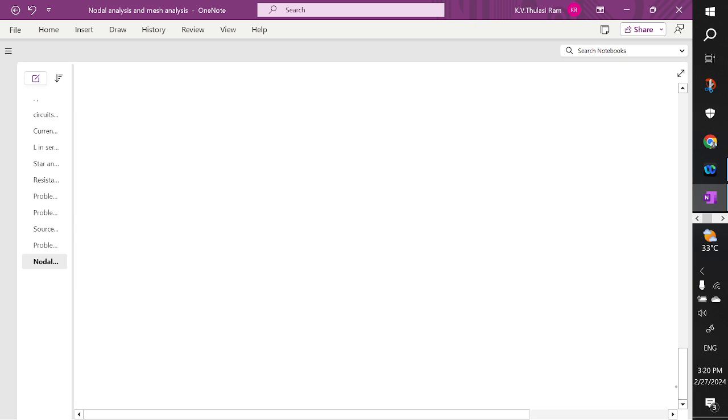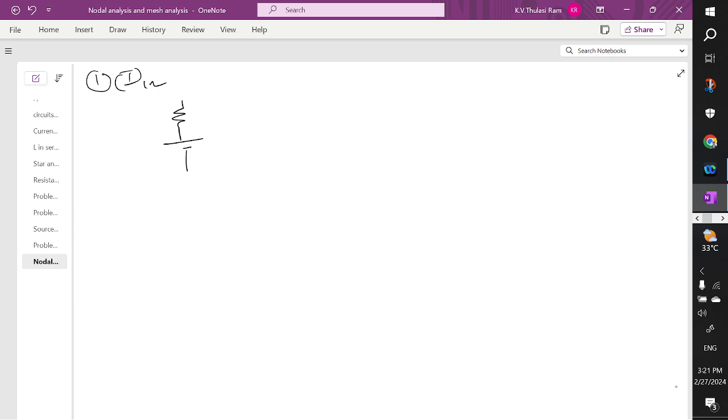So here the network given to us is like this. A 2 ohm resistor. The problem asked is to find the current in the 1 ohm resistor. So a 2 ohm resistor, the voltage source is given to us, and a 1 ohm resistor and a 2 ohm resistor, and one more resistor in parallel with a current source is given like this. The entering current is 2 amperes.